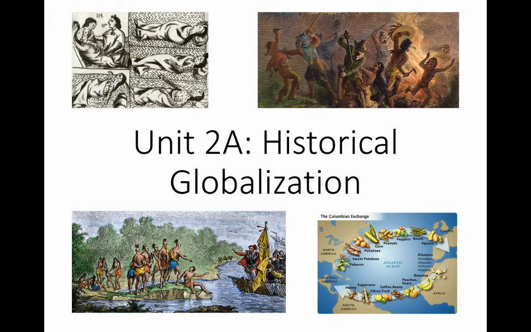All right, so Unit 2A is all about historical globalization. That's the title of this unit, but it's also the title of Unit 2B. Unit 2 is such a big unit. It covers so many topics that we found that students had a little bit of trouble with such a big unit, so we split it into two smaller units, Unit 2A and 2B. And so we're going to cover some history in this unit as well as the next unit.